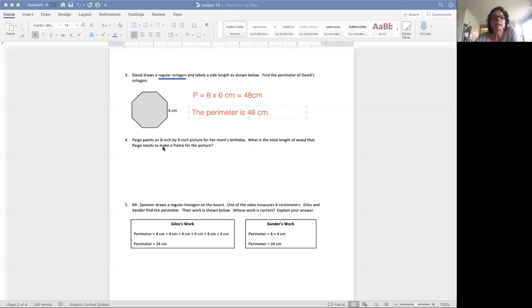4 says, Paige paints an 8-inch by 9-inch picture for her mom's birthday. What is the total length of wood that Paige needs to make a frame for the picture? So I'm picturing in my mind a picture, and pictures are usually rectangles, sometimes they're squares, and I know with my information that is given to me, or my knowns, that it's an 8-inch by 9-inch picture. So I need to draw that, and I'm picturing a rectangle, so I'm going to go ahead and draw a rectangle. Before, in the previous problem, they had our drawing ready for us, all set. Okay, and there's my 8-inch by 9-inch frame.